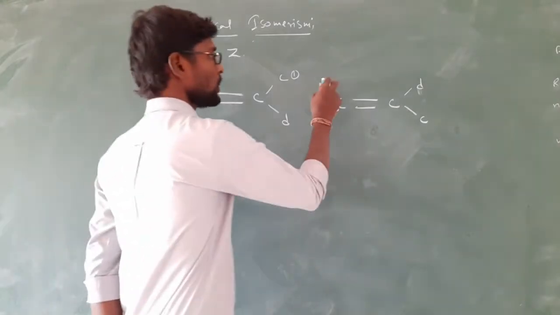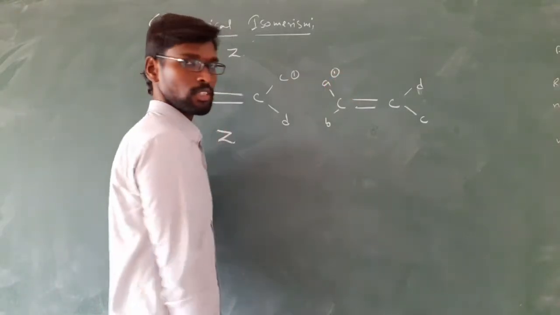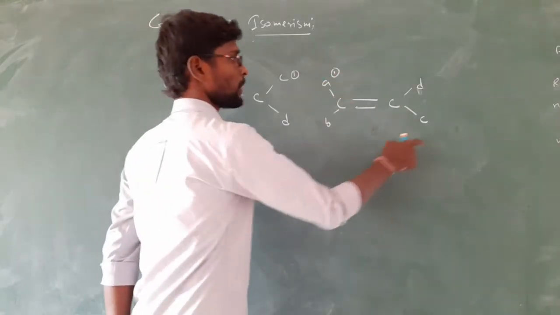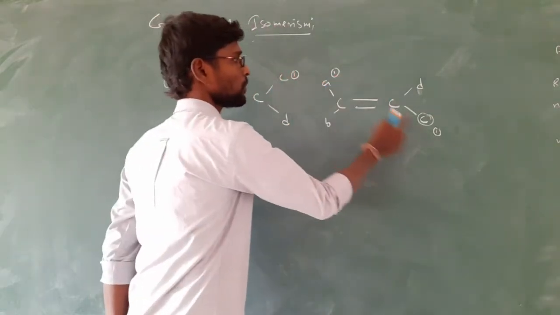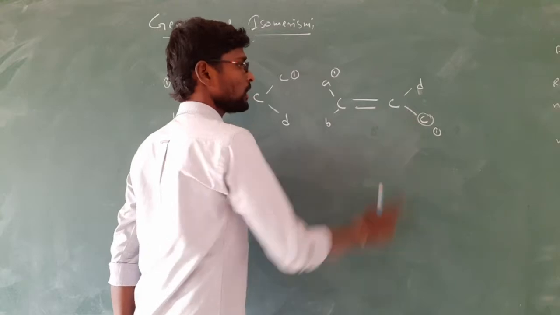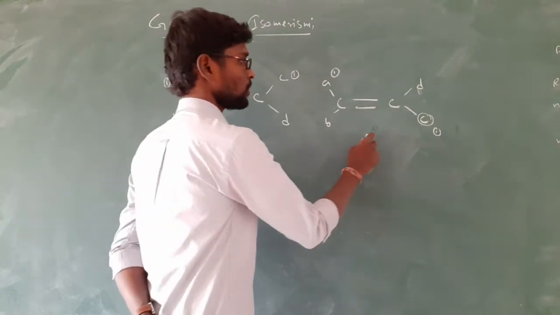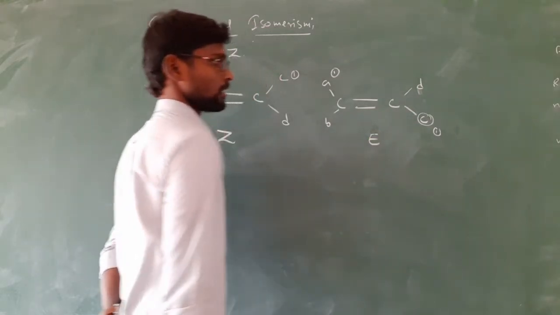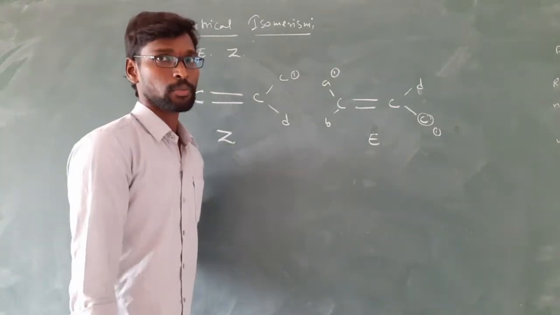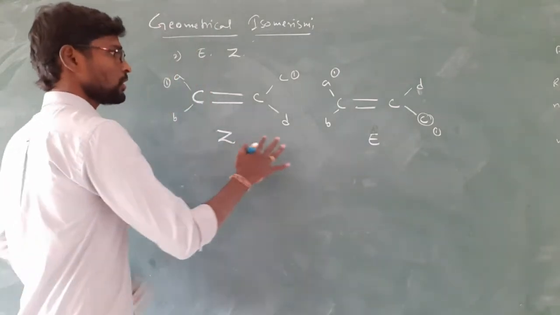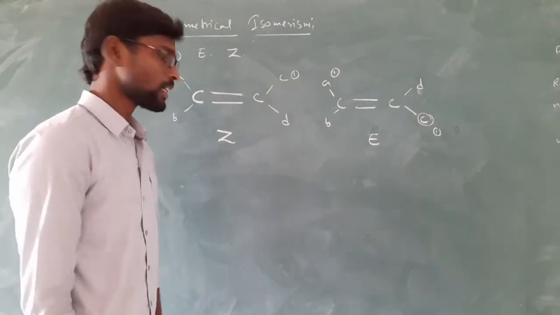Right. Now at this side, A will get the first number. If you assume alphabetical order, A is 1 and C will get 1 number. So these 1, 1 are both at opposite sides. That is called the E isomer. That means Z and E isomers. Now we will check this in a given example.